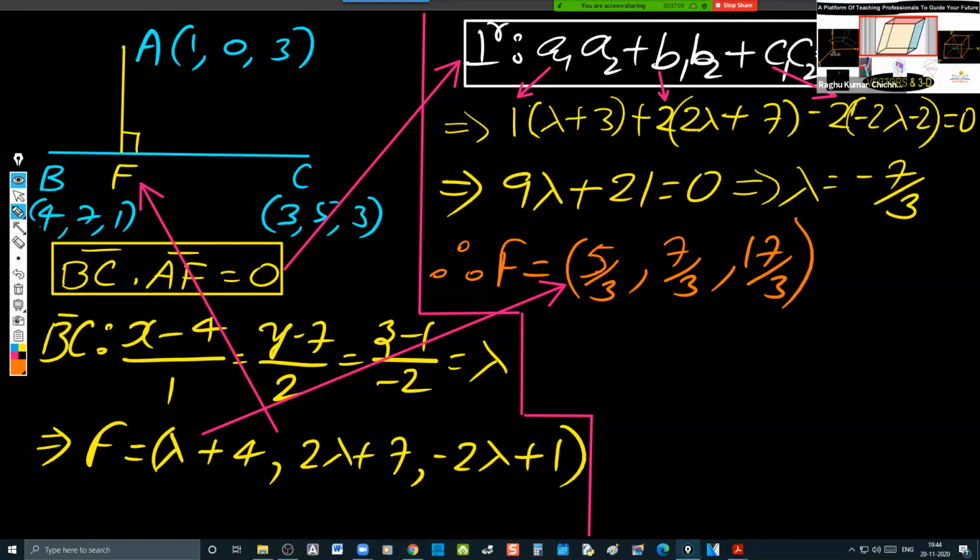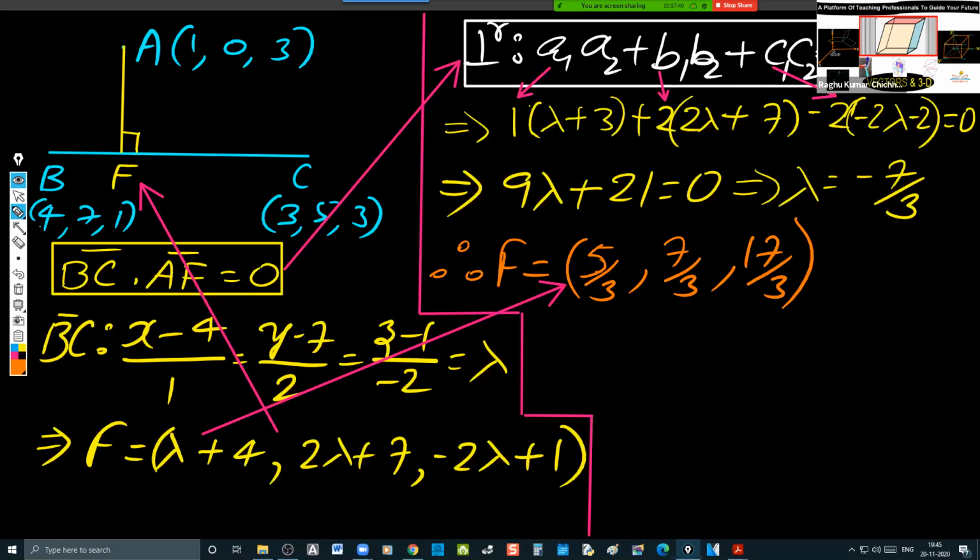Now, this is the method you have to understand. We got the foot of the perpendicular. Let me review once. A perpendicular is dropped from A onto BC. B and C coordinates are given, A coordinates are given. If you drop a perpendicular from A onto BC, it meets BC in F. Because these two are perpendicular to each other, BC bar dot AF bar is equal to 0.